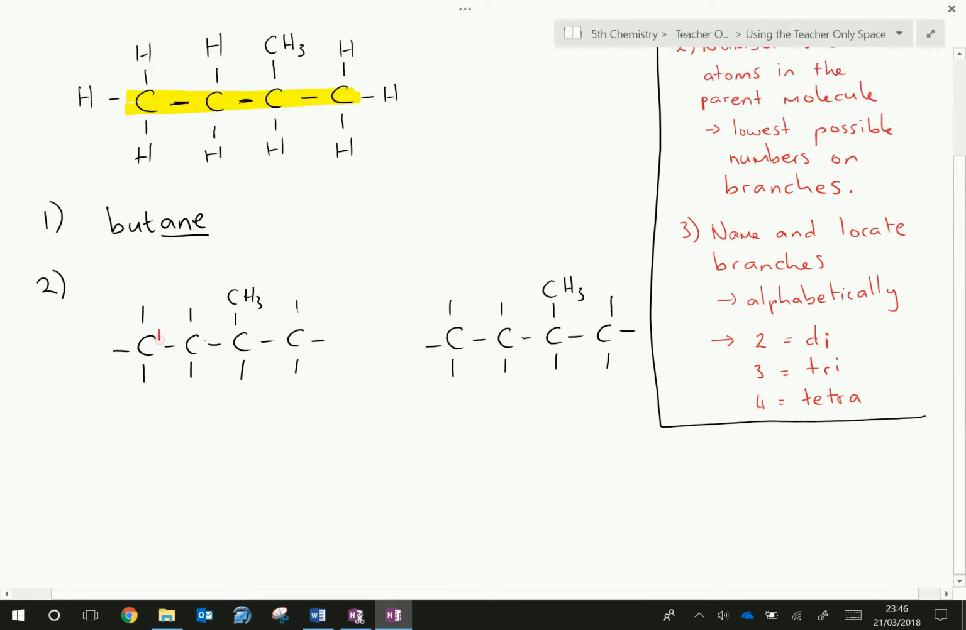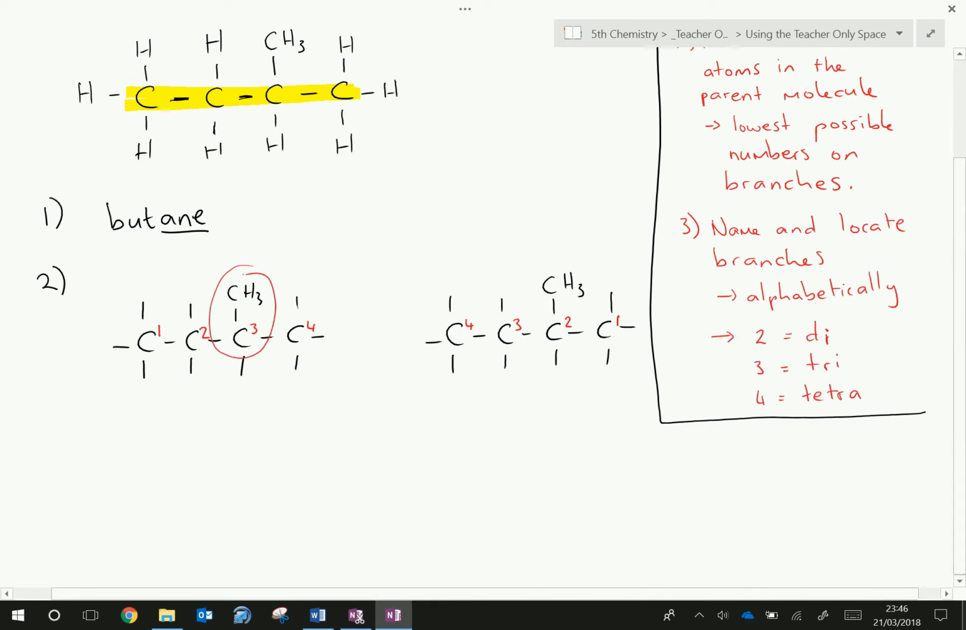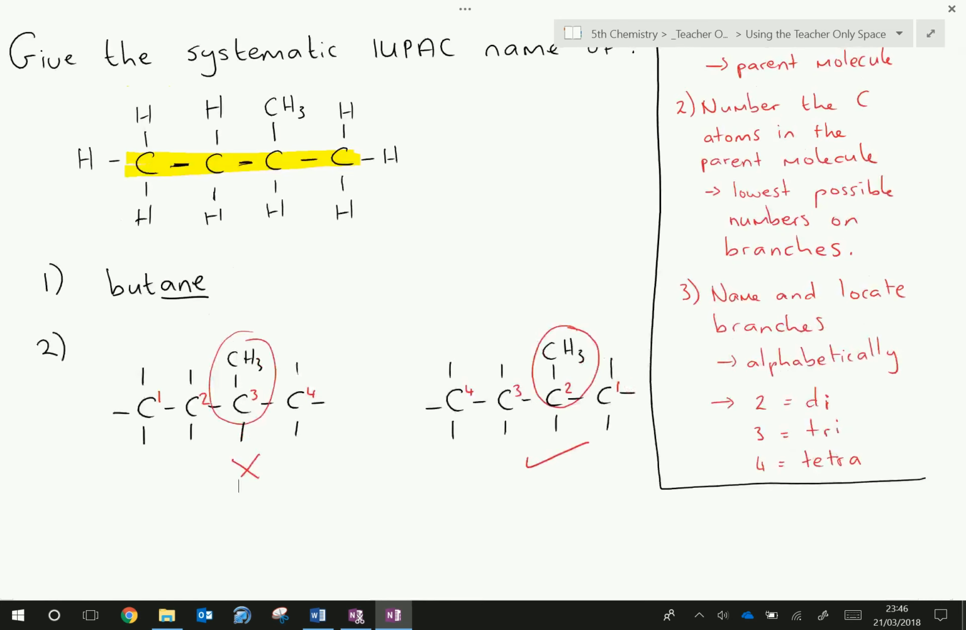I could number it as 1, 2, 3, 4 in this direction, or I could number it as 1, 2, 3, 4 in this direction. Now the way I actually want it to be, the correct way, is the one that gives me the lowest numbers on the branches. So if we have a look here, the only branch I have is on carbon number 3 for this one, but yet the branch I have here is on carbon number 2 when I number it this way around. So that's the correct way to number it. This is the incorrect way to number it. So we're going to base it all on this right hand side way of numbering. So we're numbering it from right to left. And that's step 2 done.